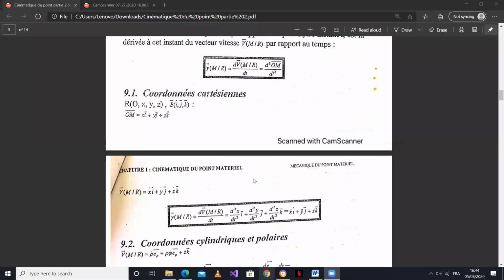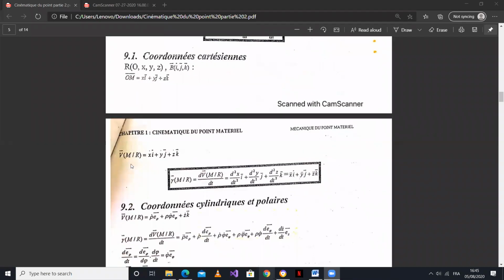As usual, the Cartesian coordinate is so boring. There's nothing to do in it. Just 1-2 lines, you're done. Okay. So we have our vector position, OM, being equal to xi plus yj plus zk. Ça, on l'a déjà fait. And then we have our vitesse, M par rapport à R. We had already calculated this. We said it was simply x dot i plus y dot j plus z dot k.